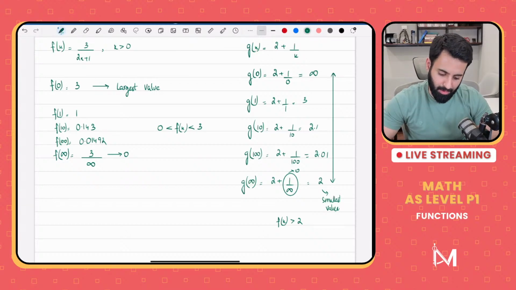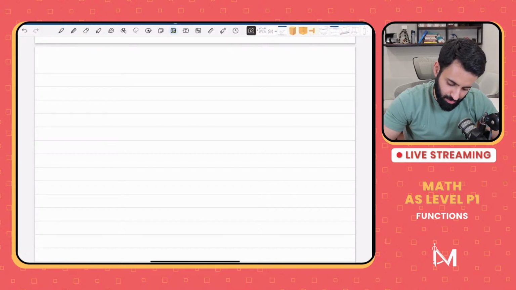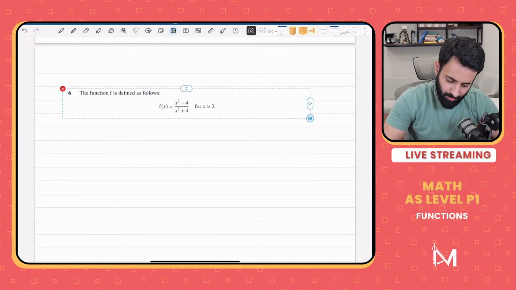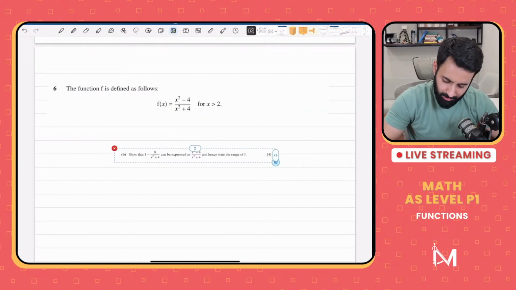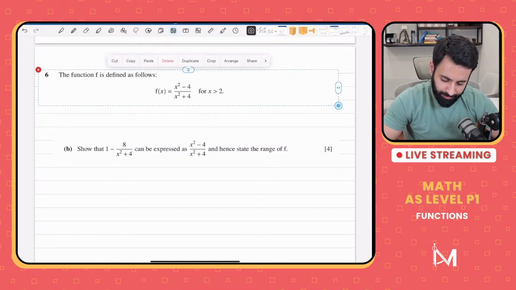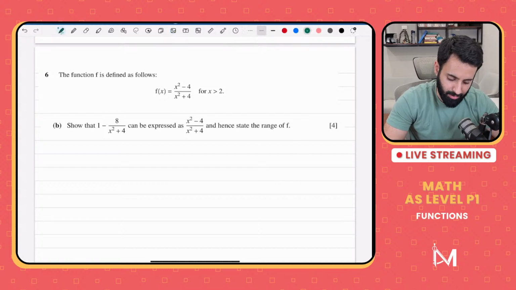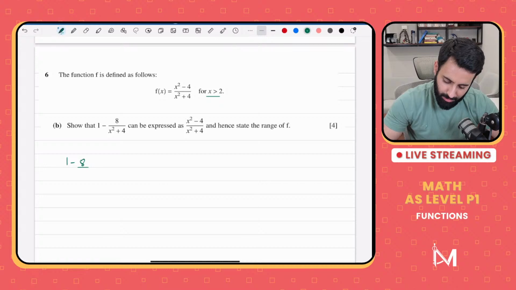Okay, so I've taken out a tricky past paper question. Just a minute, I hope I can find it. Yeah, here it is. Okay, so let's try and solve this question. The function f is defined as follows. So you're given the function f, okay? Keep an eye out for the domain, it's greater than 2. Show that 1 minus 8 upon x squared plus 4 can be expressed as what you're given.